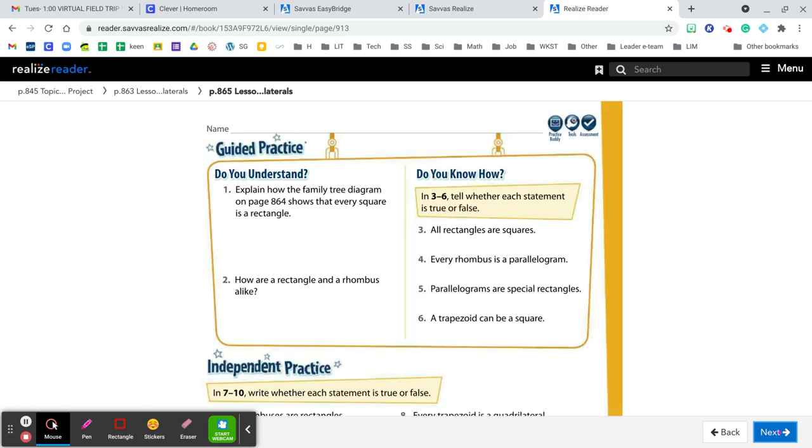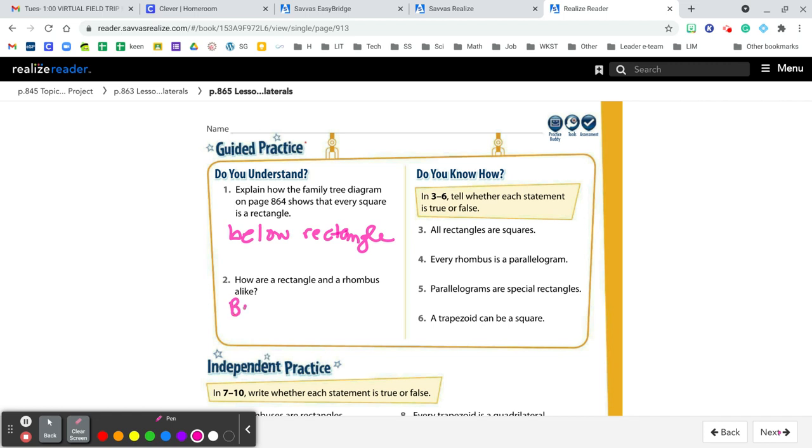A little bit of work. Explain how the family tree diagram on page 864 shows that every square is a rectangle. Since a square is below a rectangle in the family tree diagram, every square is an example of a rectangle. So it's below the rectangle on the diagram. How are a rectangle and a rhombus alike? They both are parallelograms.